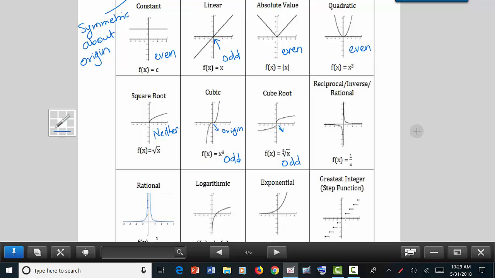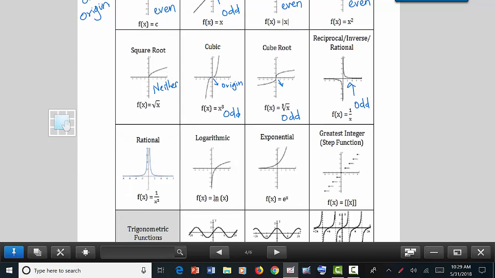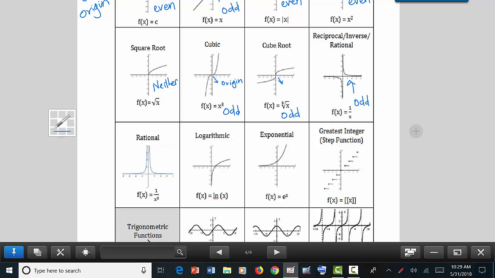Now here, if you see, this graph is symmetric about the origin, that's why it is an odd function. This rational function is symmetric about the y-axis, that's why it is an even function. The logarithmic function does not have any kind of symmetry, so it is neither. The exponential function also does not have any kind of symmetry, so it is neither.